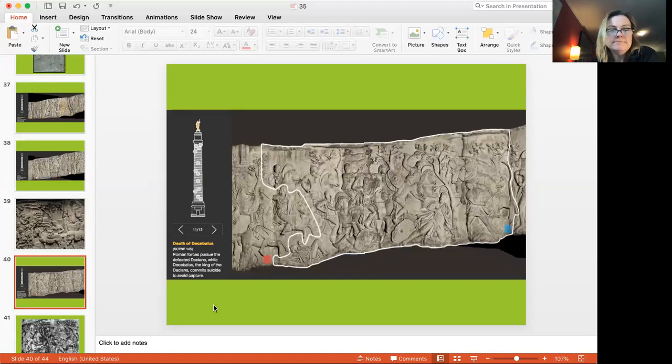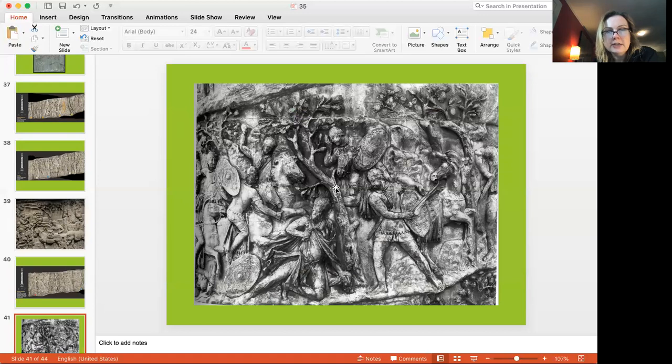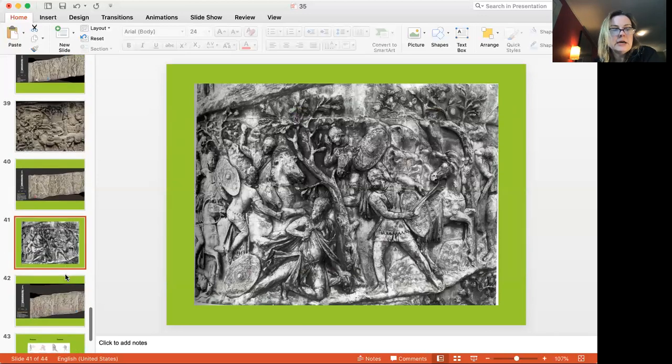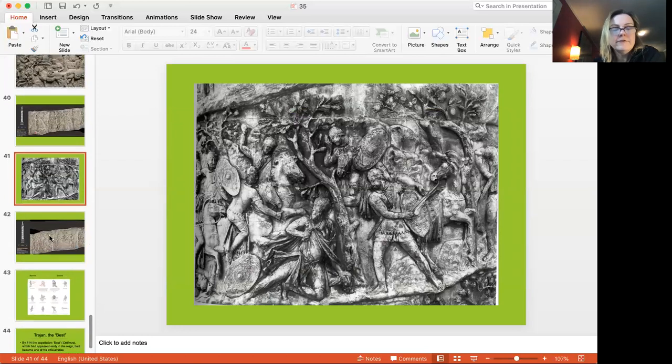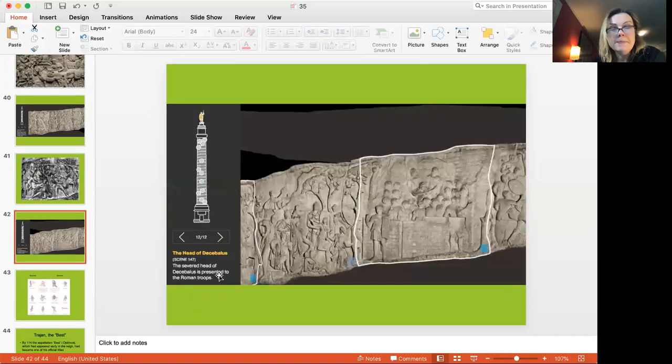Then in this scene, the Roman forces are in pursuit of the defeated Dacians, and we see Decebalus, this king of the Dacians, committing suicide because he doesn't want to be captured and displayed in the triumphal march. Here it is in close-up, and I think there is violence. There is comfort with the depiction of violence here. That is, some way for the Romans to bring it home. And so in this final scene, we see that the head of Decebalus is presented to the Roman troops. Again, that level of violence presented in Rome.